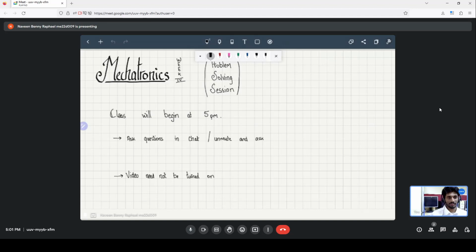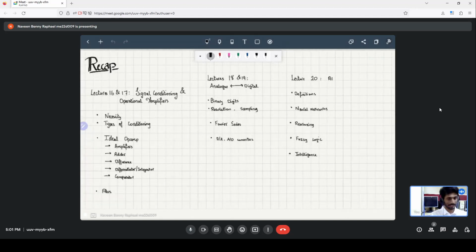Okay, we will, as usual, begin with a small recap of all the things we've learned over the last week. Lecture 16 and 17, we learned about signal conditioning and a very important topic of operational amplifiers. Most of the questions in today's problem solving session will mainly be on the operational amplifiers.